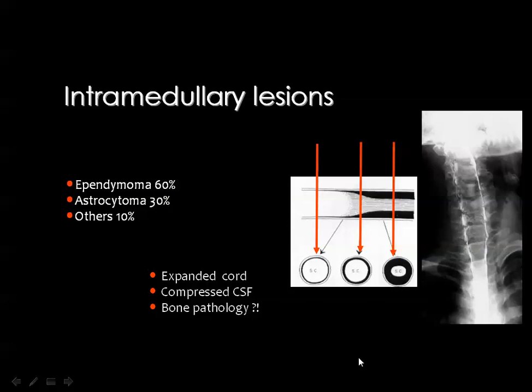There are two main lesions inside the substance of the cord. These are the ependymoma and the astrocytoma, which represent about 90% of the lesions occurring inside the substance of the cord. There are 10% of other lesions that are considered relatively uncommon compared to these two main entities.